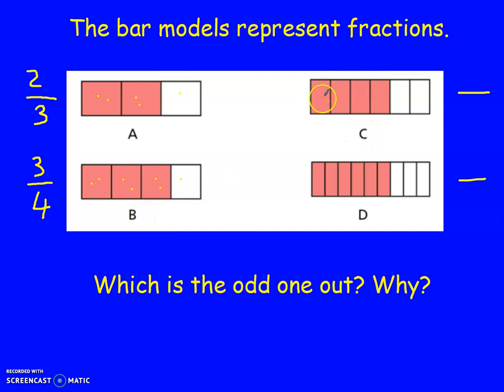Let's have a look at C. We've got 1, 2, 3, 4, 5, 6 equal parts. So that is our denominator. 1, 2, 3, 4 parts are shaded. 4/6. D then, we've got 1, 2, 3, 4, 5, 6, 7, 8, 9 equal parts, and 6 of those are shaded. So we've got 6/9. Have a look then if you can work out which is the odd one out.